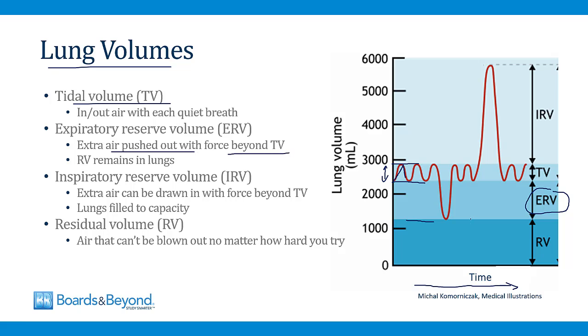Once we push all this air out of the lungs, what remains in the lungs, this small volume here, is called the residual volume. This is air in our lungs that can't be blown out no matter how hard we try. You cannot get your lungs down to a lung volume of 0. The smallest volume you can get inside your lungs is called the residual volume.